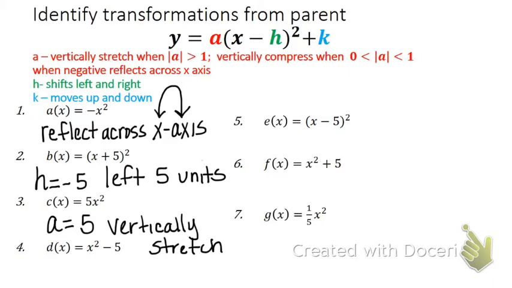For number 4, d of x, that negative 5 is not inside of the parentheses, so that is k. k is negative 5. k will move your parabola up or down. And because this one is negative, it's going to move it down.